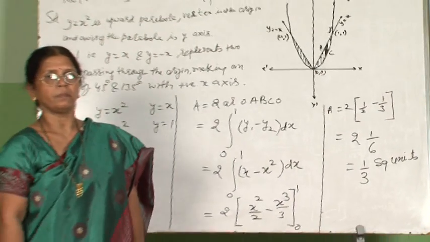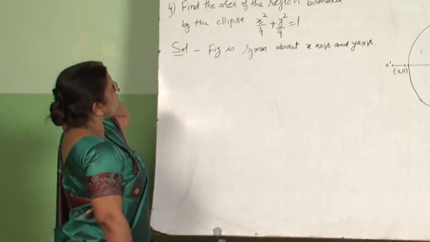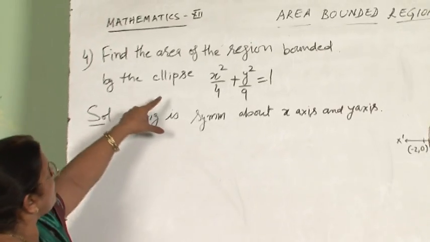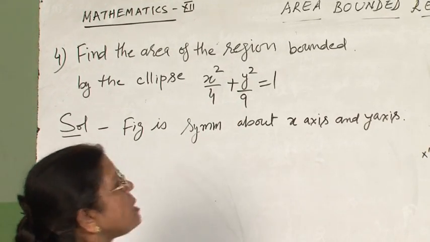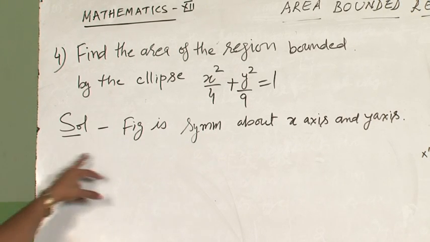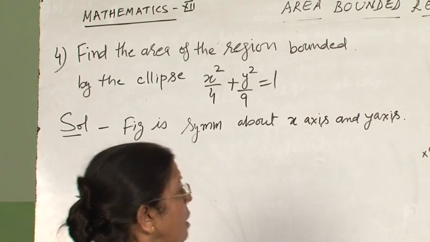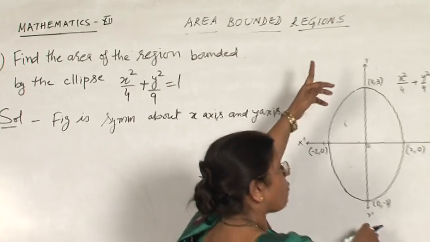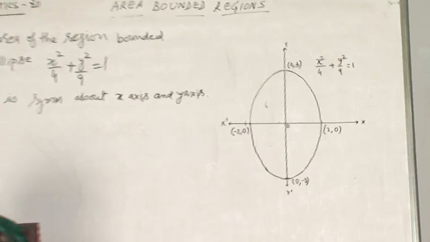Is it clear? Okay. Now, next question is, find the area of the region bounded by the ellipse x square upon 4 plus y square upon 9 is equal to 1. This ellipse is symmetric about x axis and y axis. Its major axis is along y axis and minor axis is along x axis.